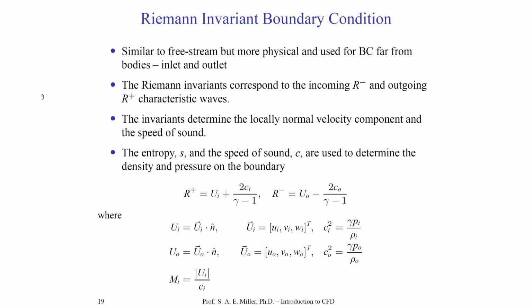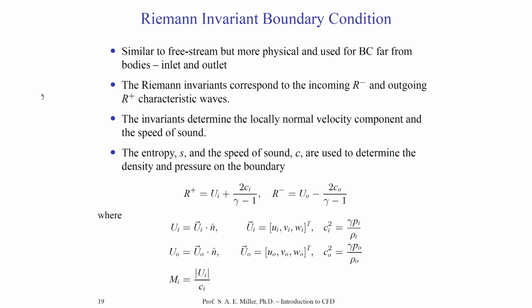Let's talk about one of the most robust and well-posed and physical boundary conditions. This is the so-called Riemann invariant boundary condition. This is very much similar to a free stream condition, but more physical and used for boundary conditions far from bodies. And it can also be used for inlet and outlet conditions for interior aerodynamic calculations.